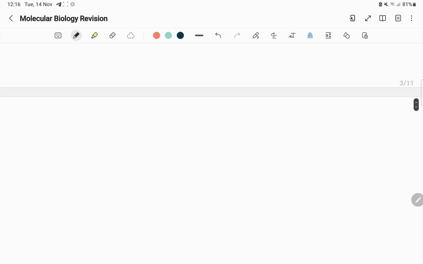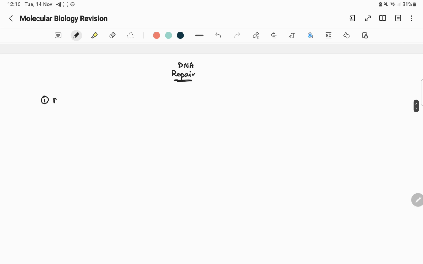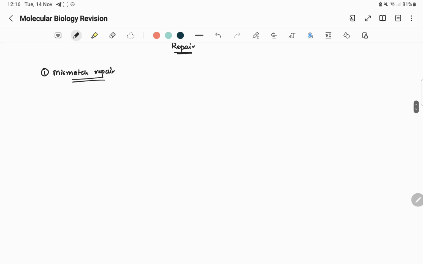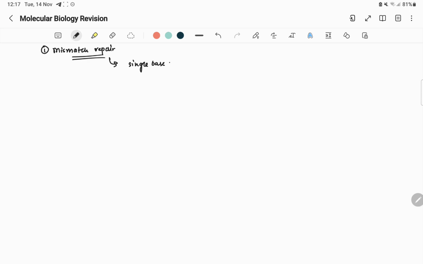Okay, let's talk about DNA repair. The first one is the mismatch repair. This is helpful to repair single base alterations. So let's say this is our DNA strand, we have T, and this cytosine has to be removed in place of this. As we know, T is paired with A, understood. So we have to remove the cytosine.